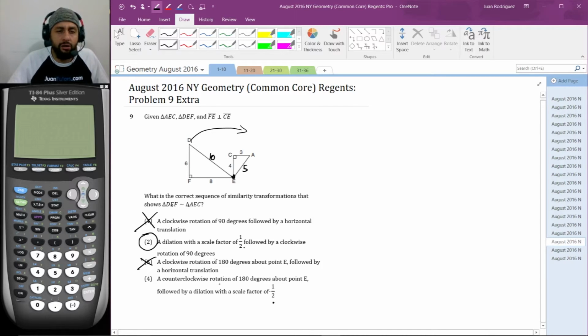Now this one, a counterclockwise rotation of 180 degrees about point E. That's counterclockwise 180. That's a little bit too far, followed by a dilation of a half. So it misses. The point F goes from here to here, and then it gets shrunk by a factor of a half over point E. It doesn't end up in the correct place. So this is definitely not the correct answer. So the choice is definitely 2.